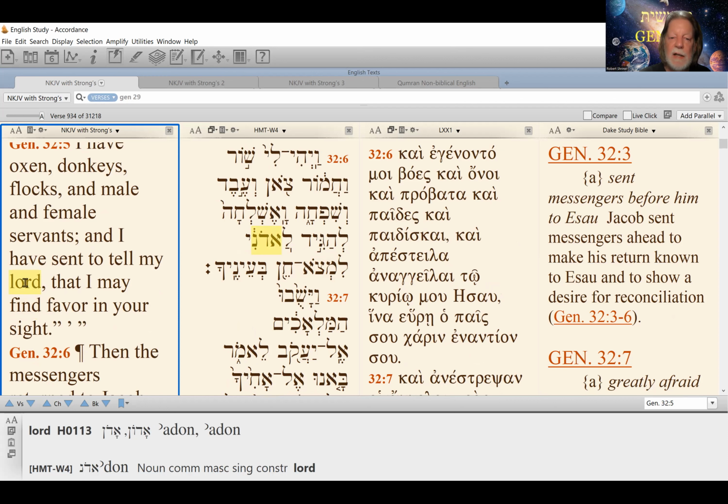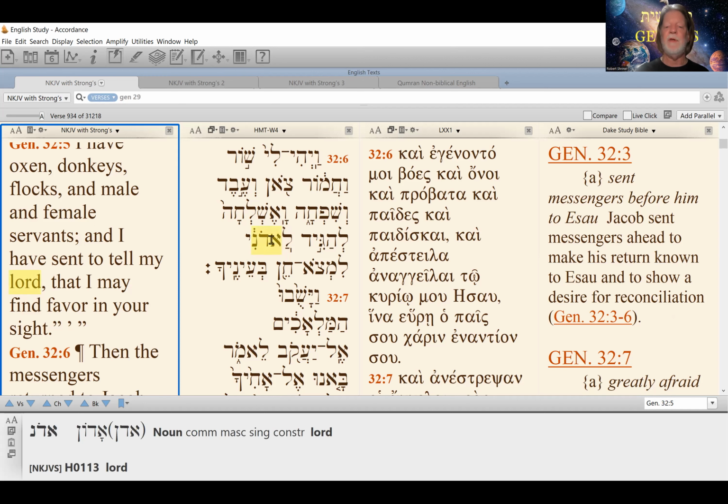The first three letters, Aleph, Dalet, and Nun, are highlighted, but the Hirik Yod ending here, the little Yod doesn't get highlighted because it's an ending, and it means my Lord, Adoni, which is singular. It means that the Lord part of this is in the singular, so he's just addressing one person. A more common form of this word Adon is Adonai, and instead of having a Hirik Yod on the end, it has a Patach Yod.